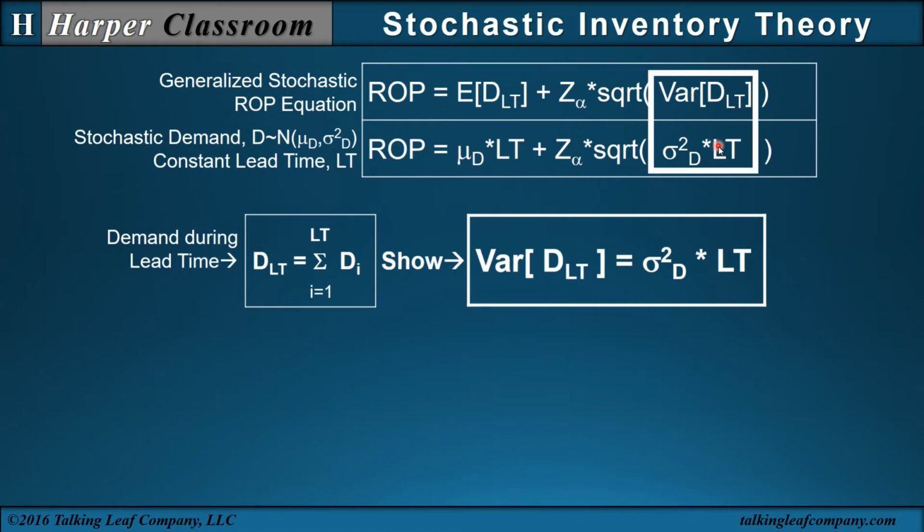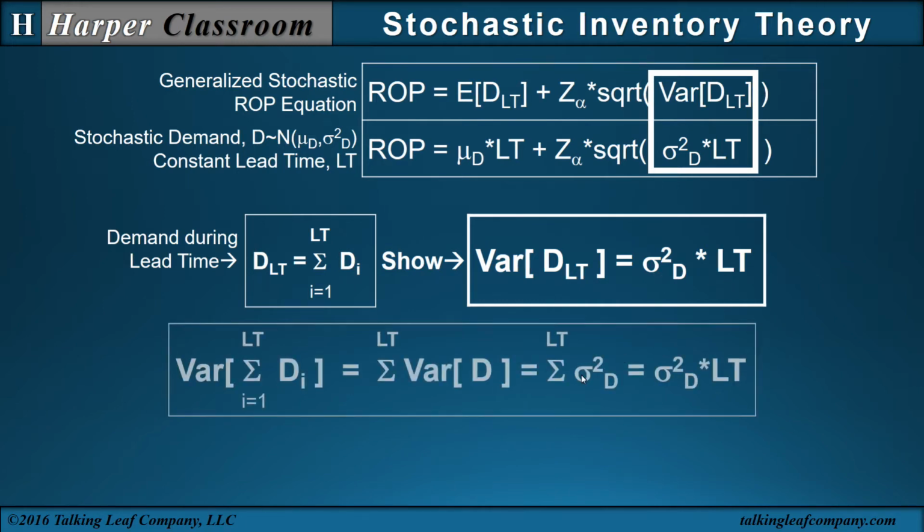Next, the variance. I want to show that the variance of the demand during LT equals the variance of the demand times the lead time. Well, the variance of the sum of the demand during lead time, if my lead time is a constant, is the sum of the variances. And the variance of my demand is sigma squared. Since I'm summing this constant LT times, it's got to be sigma squared times LT. And there's my expression.